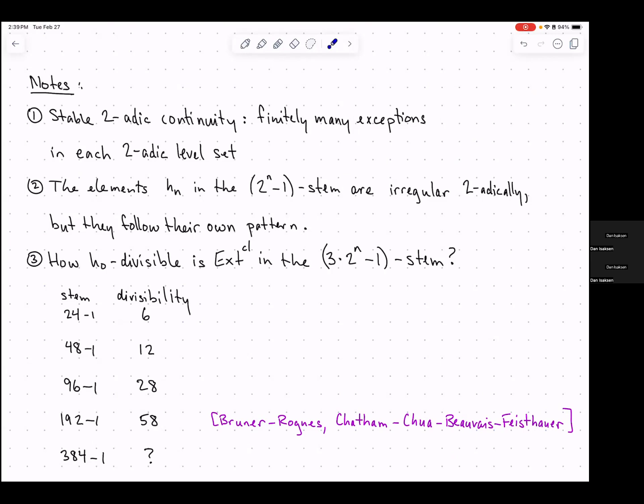The next one, 383 stem, I don't know. How does this sequence continue? 6, 12, 28, 58. What's the next number in that sequence? I don't know.